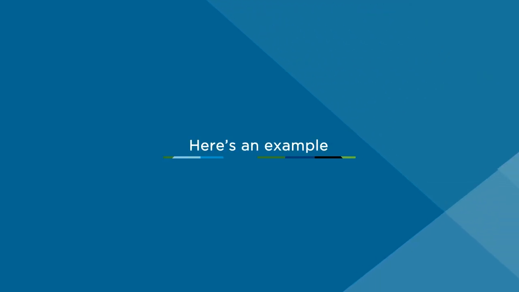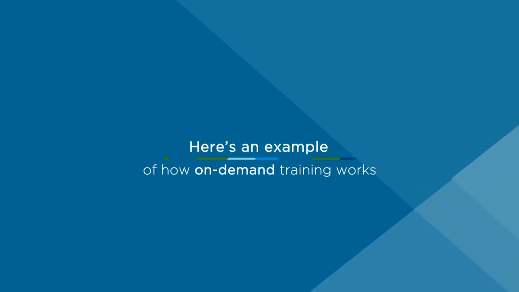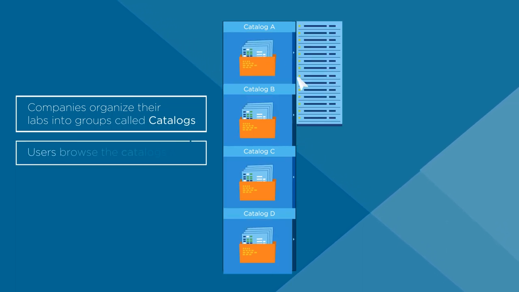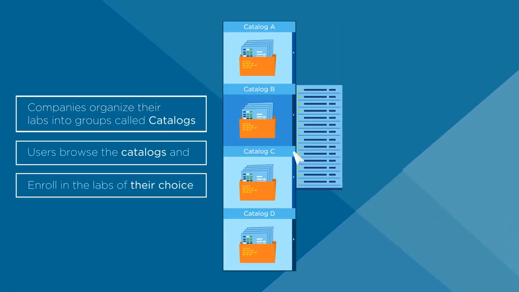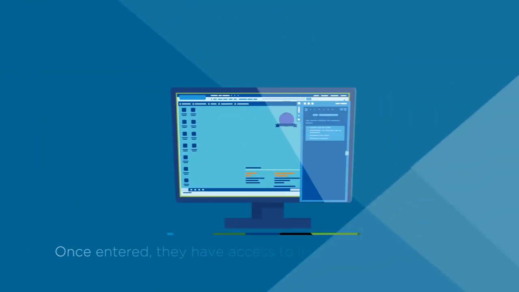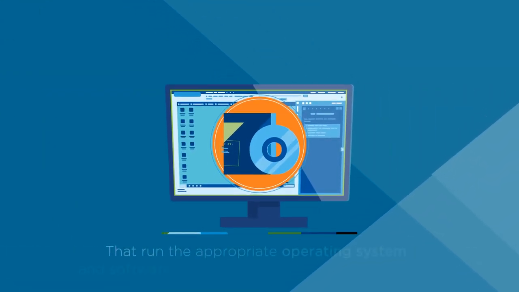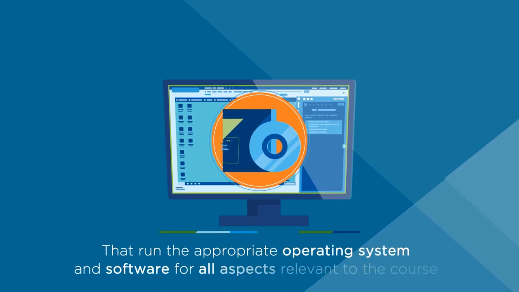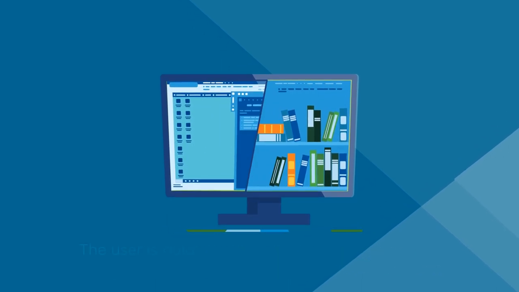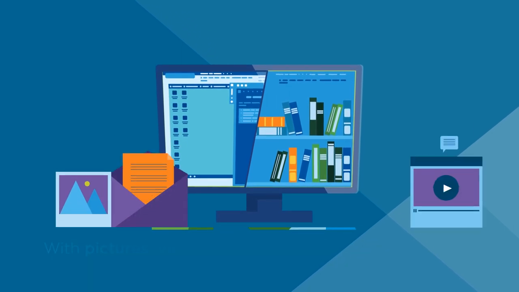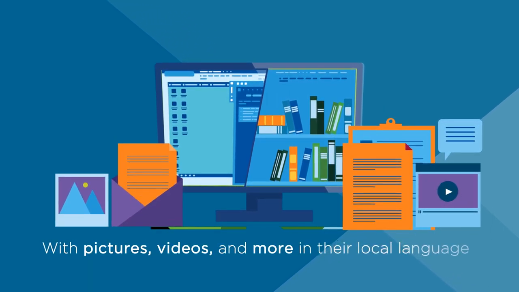Here's an example of how on-demand training works. Companies organize their labs into groups called catalogs. Users browse the catalogs and enroll in the labs of their choice. Once entered, they have access to live virtual environments that run the appropriate operating system and software for all aspects relevant to the course. The user is guided through the lab by accessing information-rich reference resources with pictures, videos, and more in their local language.